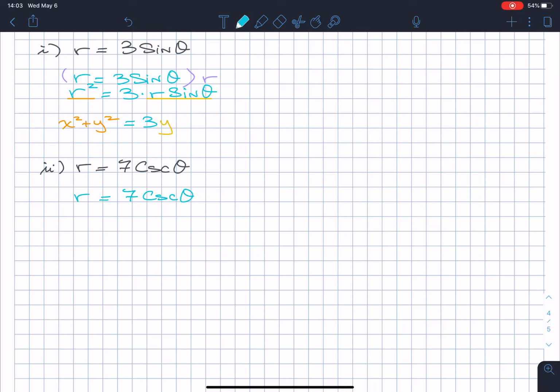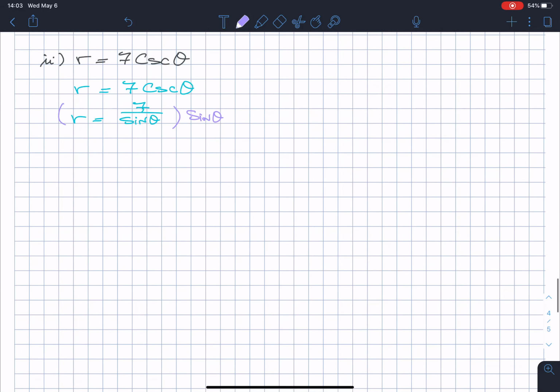But what is cosecant? Cosecant is really 1 over sine. S's and C's go together. So what I can do is I can cross multiply by sine of theta. So I'll have r sine theta on the left. R times sine of theta is equal to just 7 on the right. But I know r sine of theta is y. So I can replace this with y is equal to 7. And there we are. That was simple.